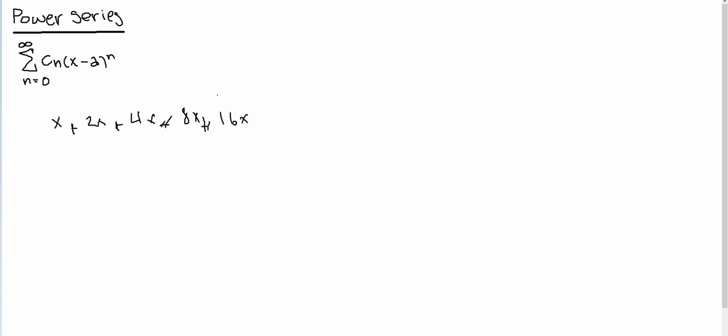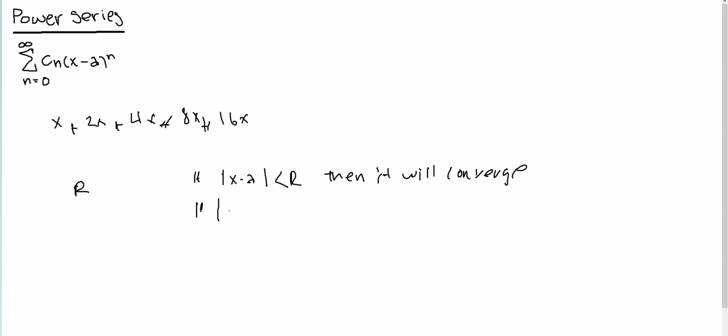Okay, so before delving into this topic of power series, it's also important to understand some terminology. So we have this thing called R. R is deemed the radius of convergence. So if the absolute value of x minus a is less than R, which is our radius of convergence, then it will converge, which makes sense, right? And then if the opposite is true, if the absolute value of x minus a is greater than R, then it will diverge.